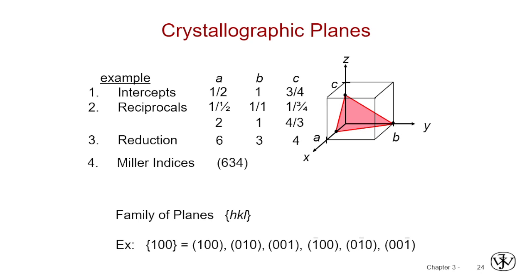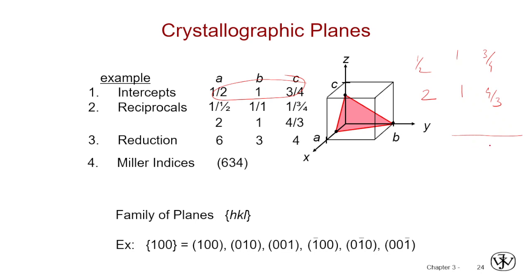I hope you guys got this problem, right? So the intercepts are given like this: 1 by 2, 1 and 3 by 4. So we are taking reciprocals of this. We get 2, 1 and 4 by 3.